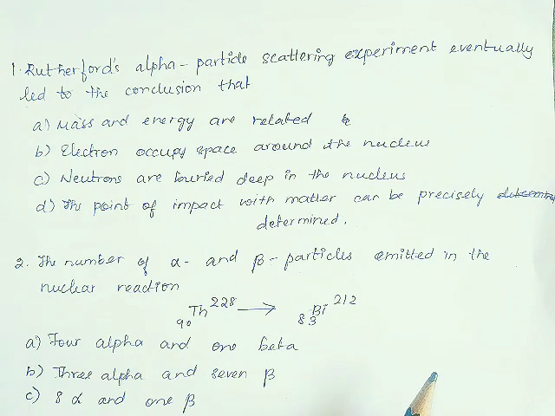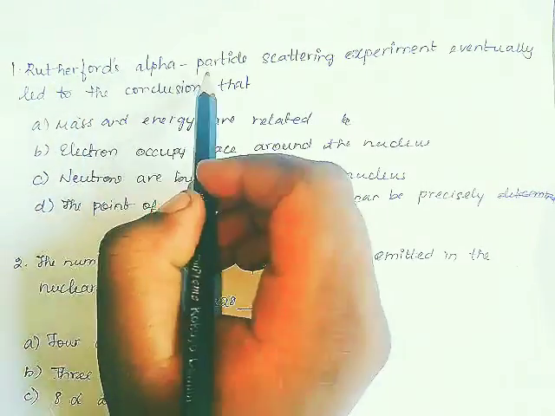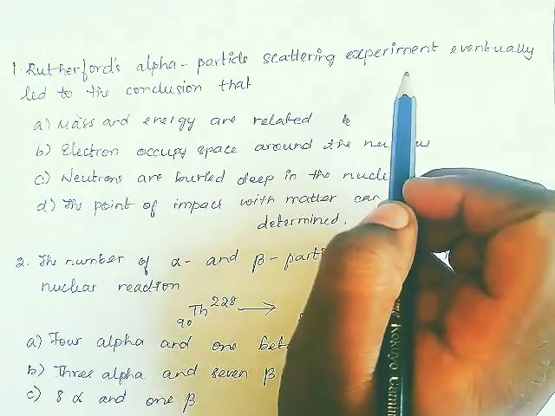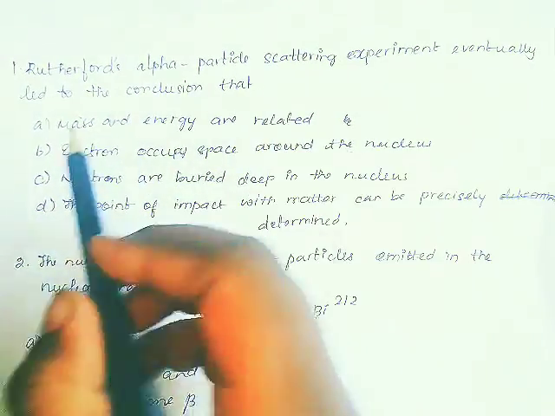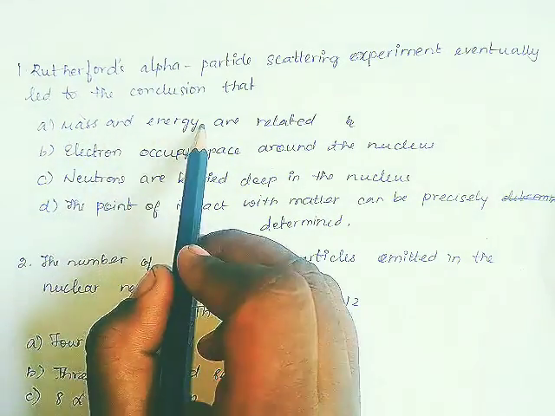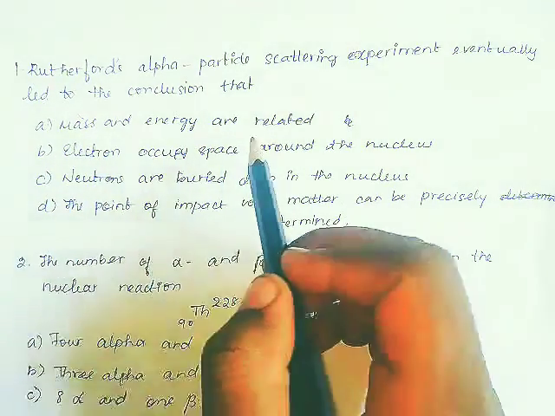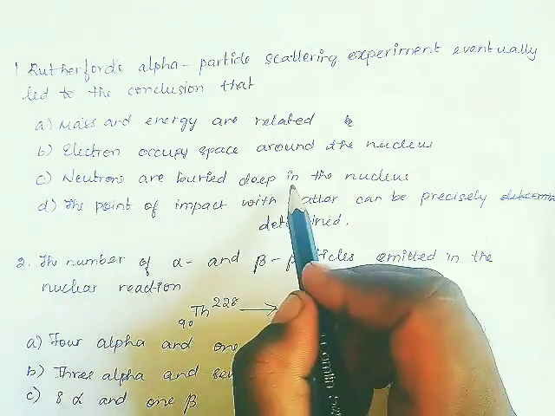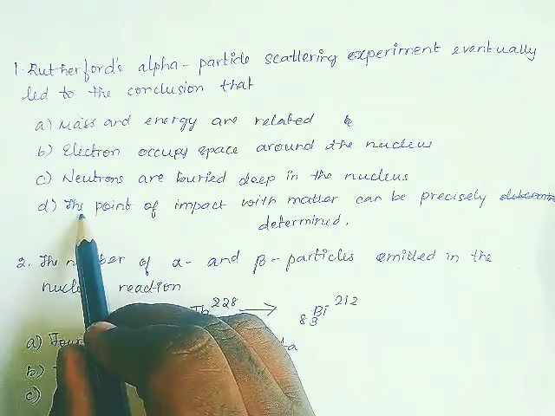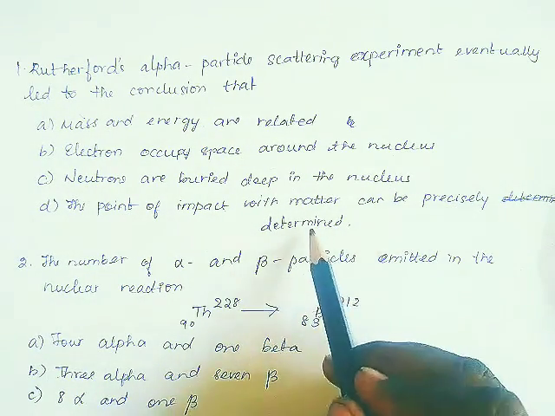Today we are going to see chemistry NEET questions. First question. Rutherford's alpha particle scattering experiment eventually led to the conclusion that option A, mass and energy are related, option B, electron occupies space around the nucleus, option C, neutrons are buried deep in the nucleus, option D, the point of impact with matter can precisely determine.